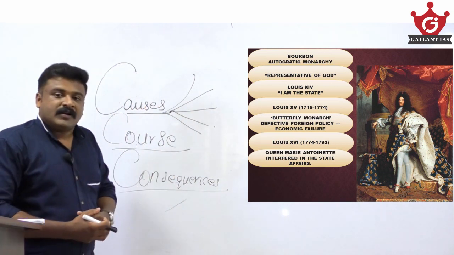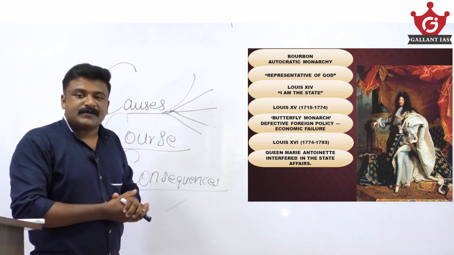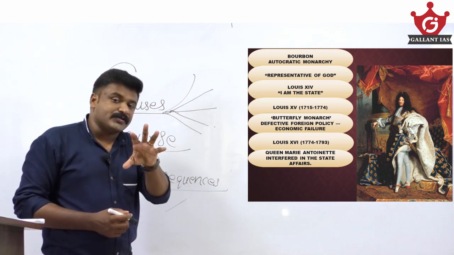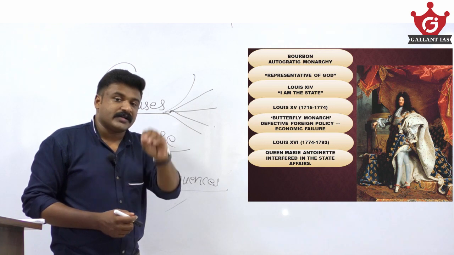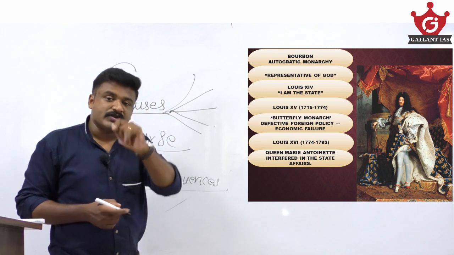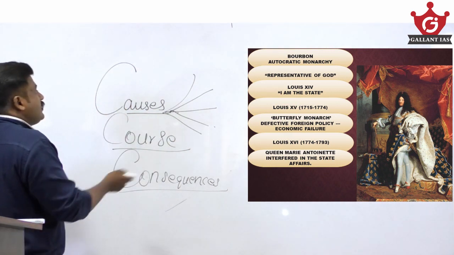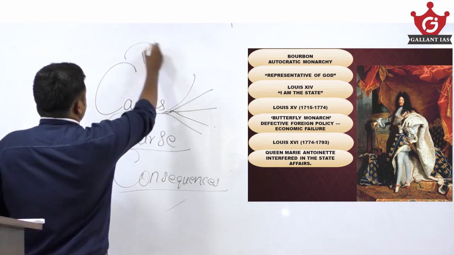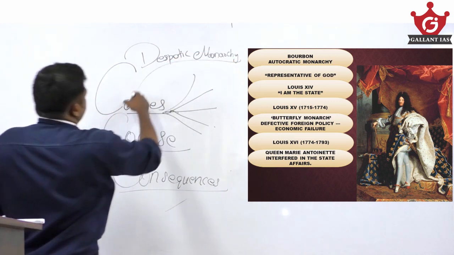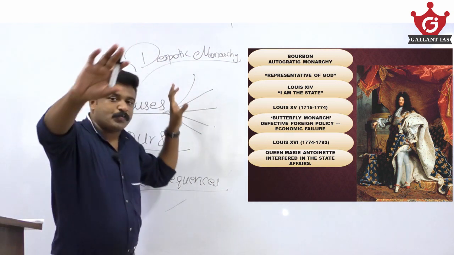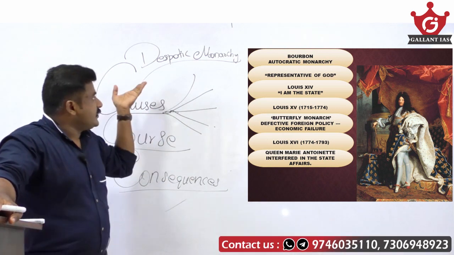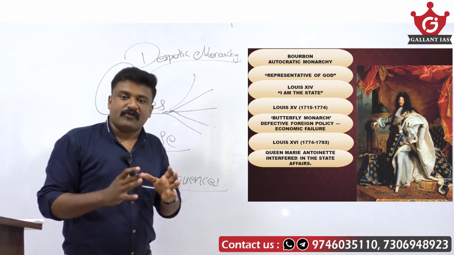When it comes to the French Revolution, take care, it popularized three slogans in the world: liberty, equality, fraternity. And many revolutions in Europe were heavily influenced by the French Revolution. Now here, political causes, definitely despotic monarchy. When you discuss the political causes of the French Revolution, take care, the despotic monarchy was largely responsible for the French Revolution.